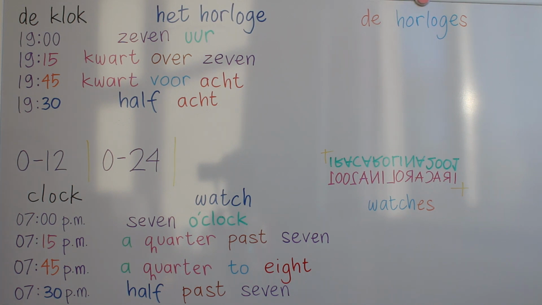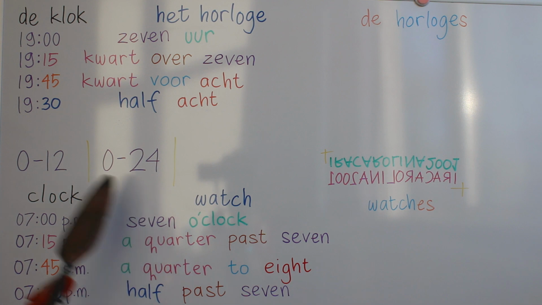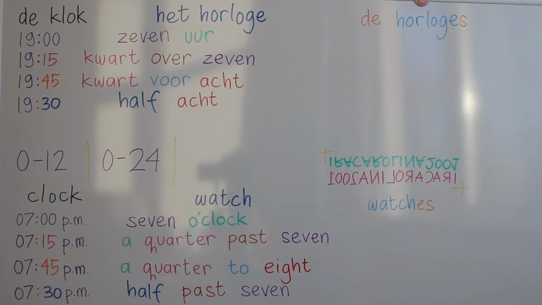Hi, today we will learn Dutch or Netherlands about time or clock. This one is in English, this one is in Dutch. The numbers for a clock in English are from 0 to 12. But the numbers that we use for clock or time in Dutch are from 0 to 24. In Indonesia, we also use the numbers from 0 to 24 for time.